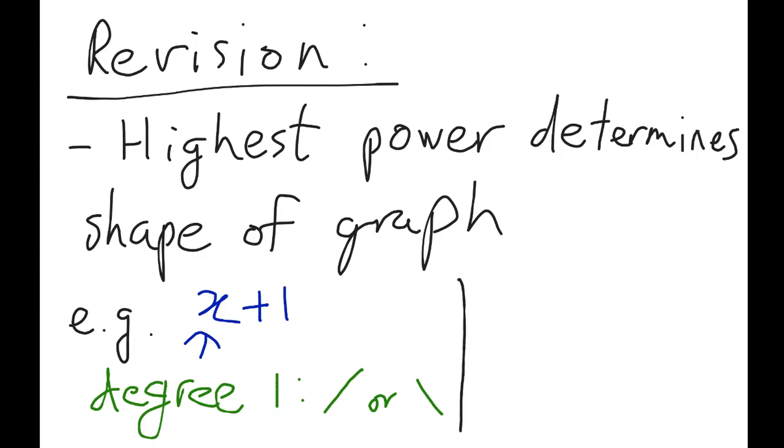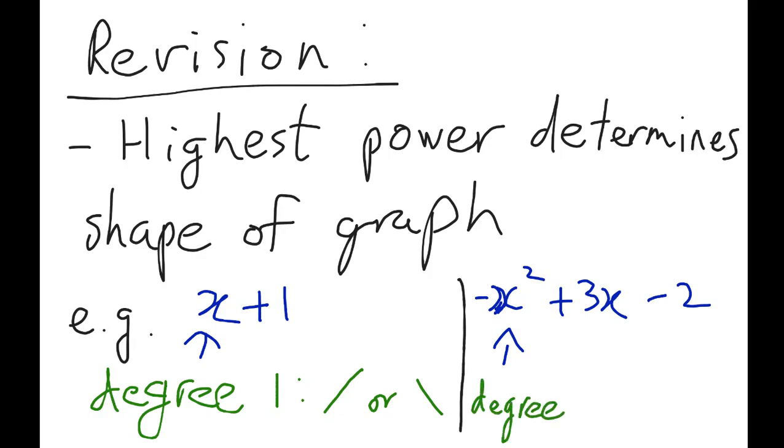We can also have something like this, which is negative x squared plus 3x minus 2. Our highest power on here is our x squared. So, because our highest power on here is x squared, we have a degree of 2. Remember, degree of 2 means we have a quadratic, and quadratic means we can either have a shape like this, or a shape like this.